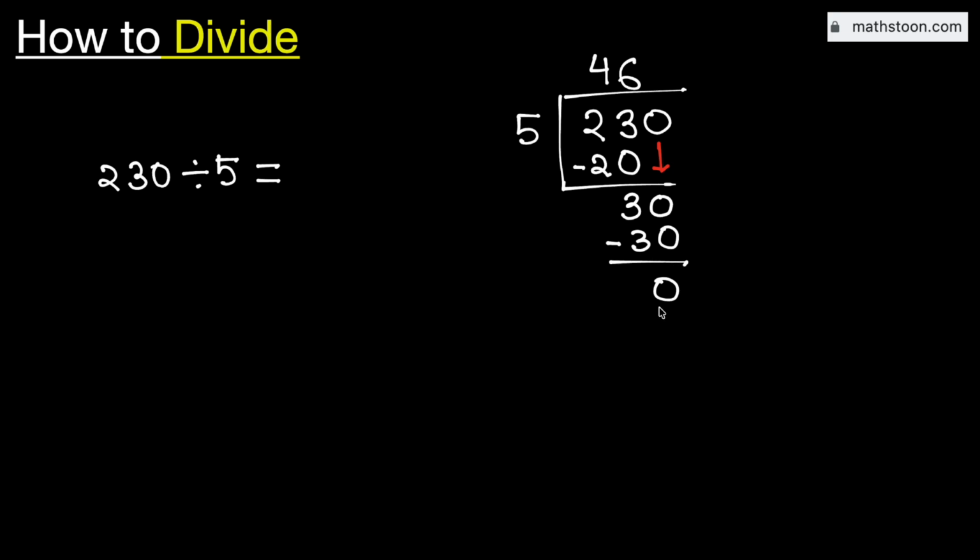As we have got the number 0 and there is no number to bring down here, so we will stop. Therefore, the value of 230 divided by 5 is equal to 46. And this is our final answer.